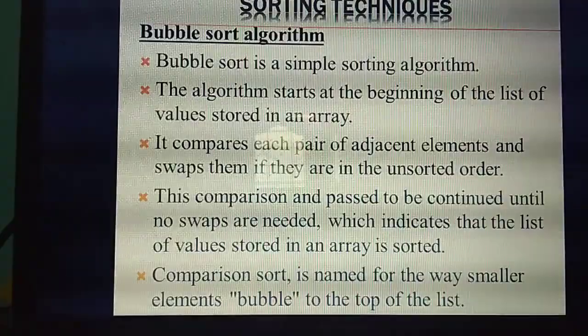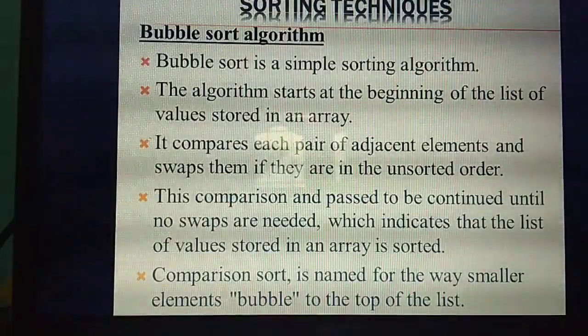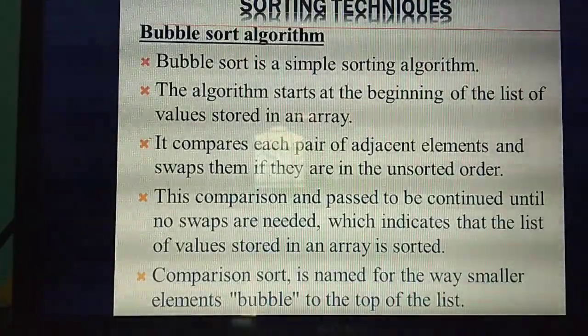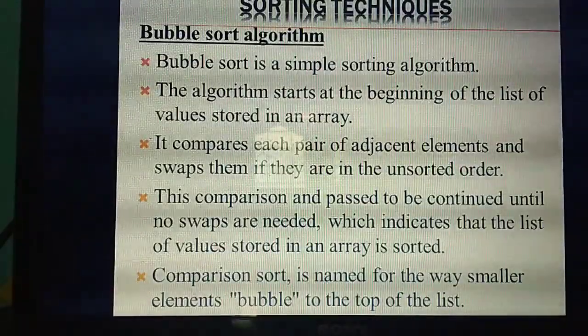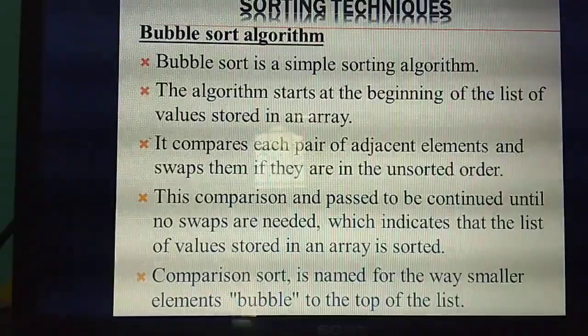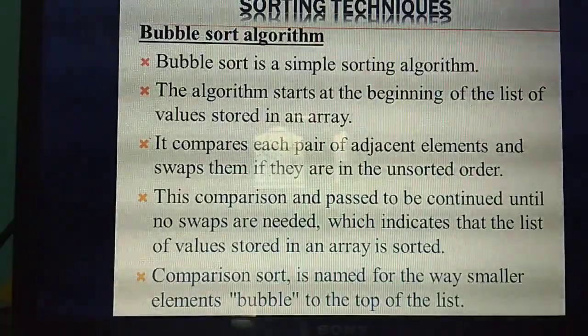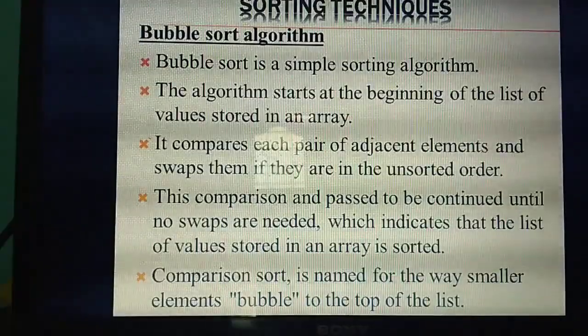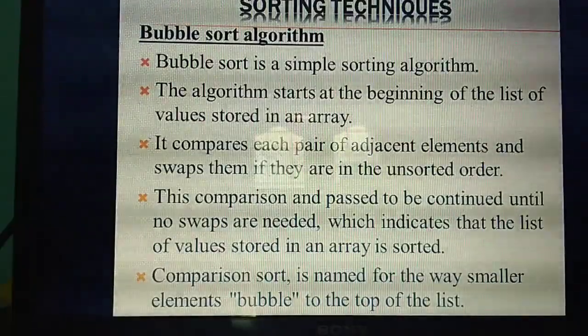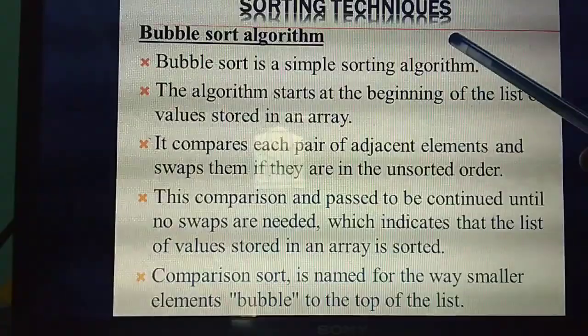Okay. Sorting, what's the meaning of sorting? We need to sort in any one order, ascending order or descending order. That means arrange the particular elements in any one of the orders. That is called what? Sorting. Okay. Sorting techniques. The first algorithm is bubble sort. All the algorithms are very important. So listen carefully.